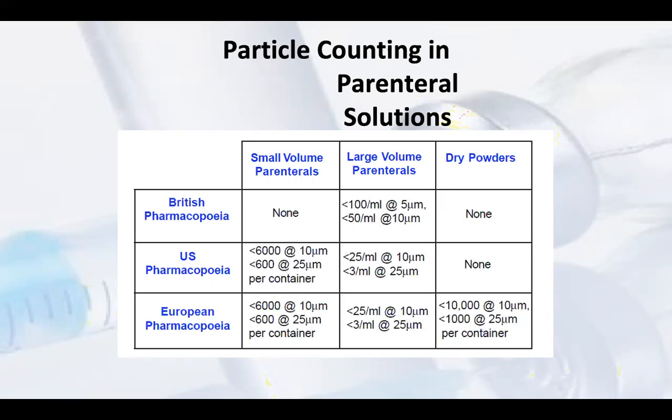For large volume, 25 ml, less than 10 micrometers, and less than 3 ml, 25 micrometers. For dry powder, they may allow 10,000 at 10 micrometers and 1,000 at 25 micrometers per container. These are the particulate matter that can be allowed if they are inert materials.